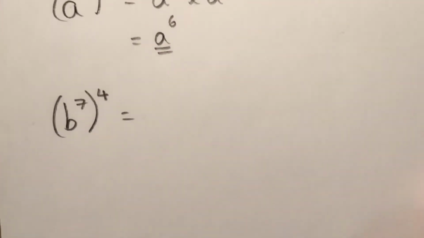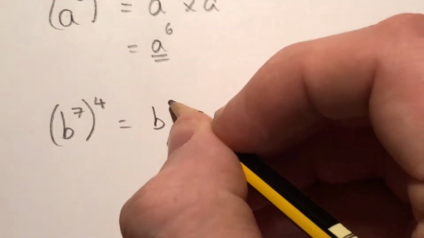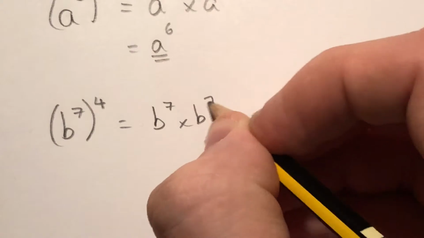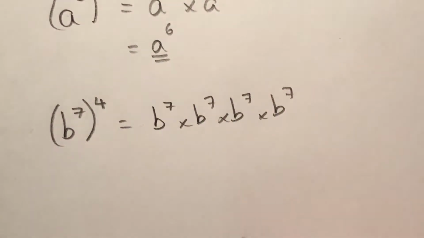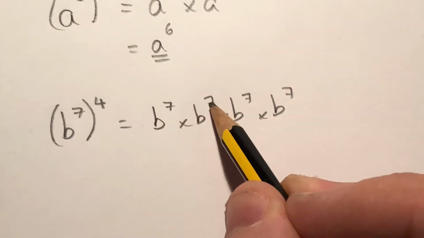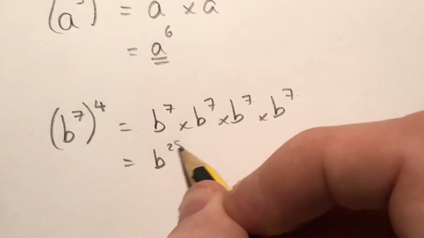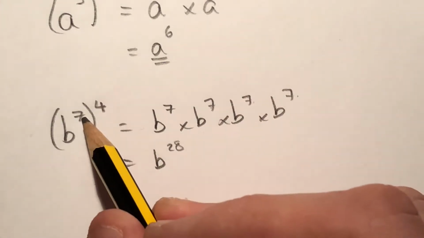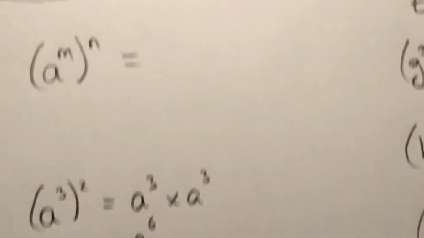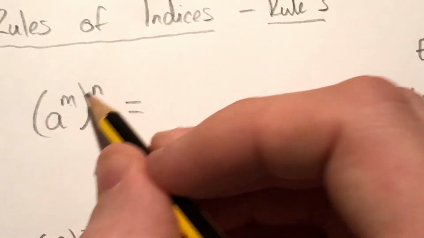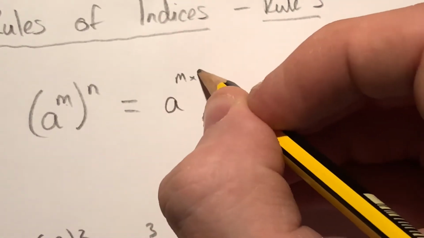Let's see if that works for this one here as well. We've got b to the power of 7 to the power of 4. That must be b to the 7 times b to the 7 times b to the 7 times b to the 7. And this is just an extension of rule 1. I just add up all the powers. 7 plus 7 is 14, 21, 28. b to the power of 28. So all I'm doing is just timesing the 7 and the 4 together, or I'm timesing the 3 and the 2 together. So that means if I've got m and n, doesn't matter what those two numbers are, a to the power of m times by n.